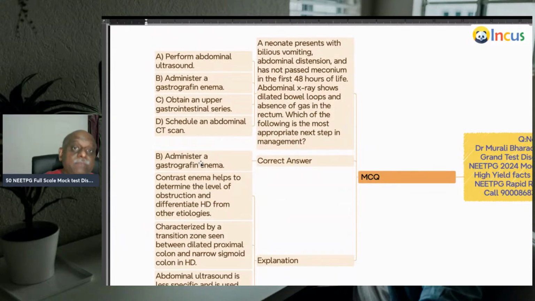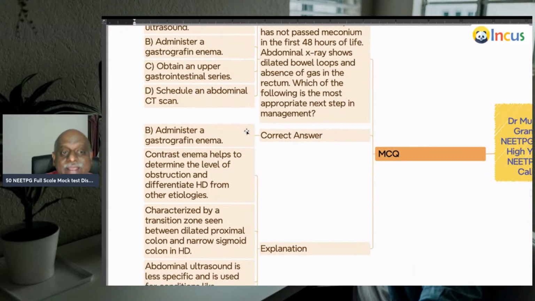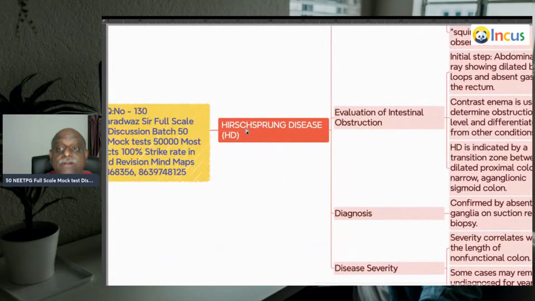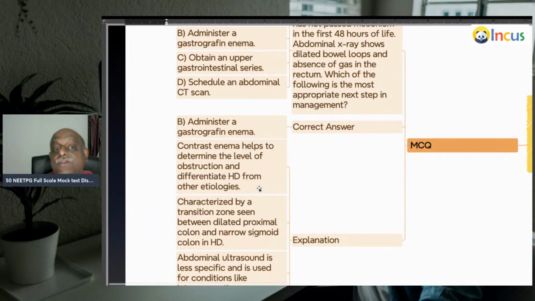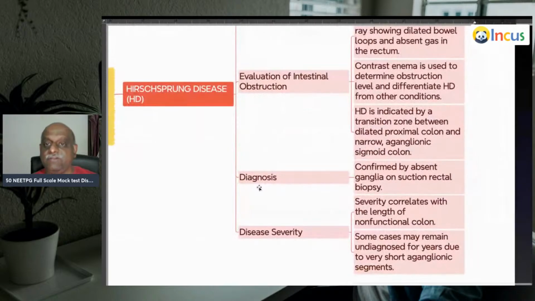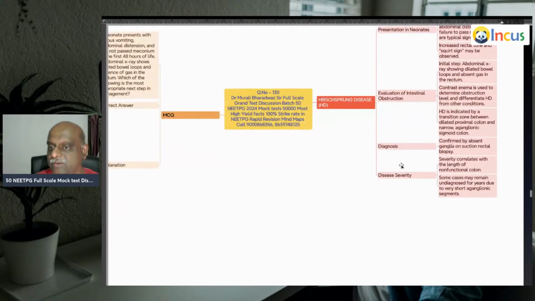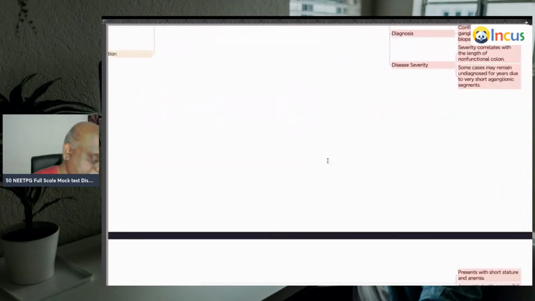A neonate has bilious vomiting, abdominal distension, not passed meconium, abdominal X-ray shows dilated bowel loops, no gas in the rectum. No gas in the rectum means Hirschsprung's disease. So administer a gastrografin enema. So I leave the literature for you, doctor. How does the baby present? How do you evaluate? What is the diagnosis? How do you know the severity in Hirschsprung's disease?